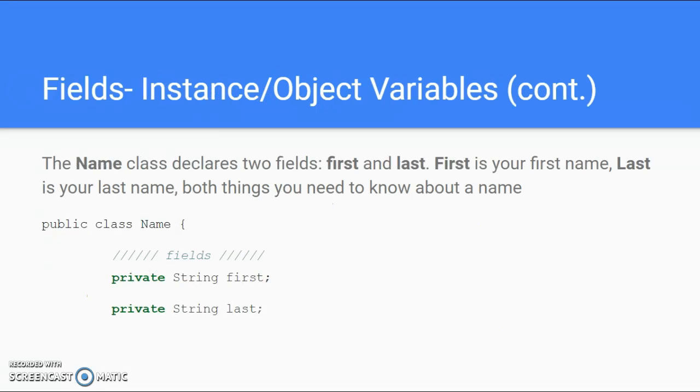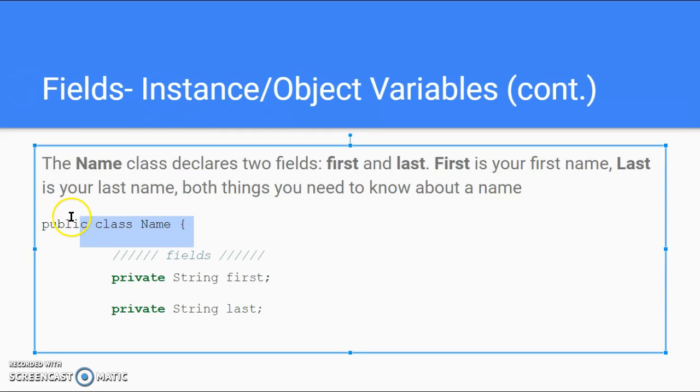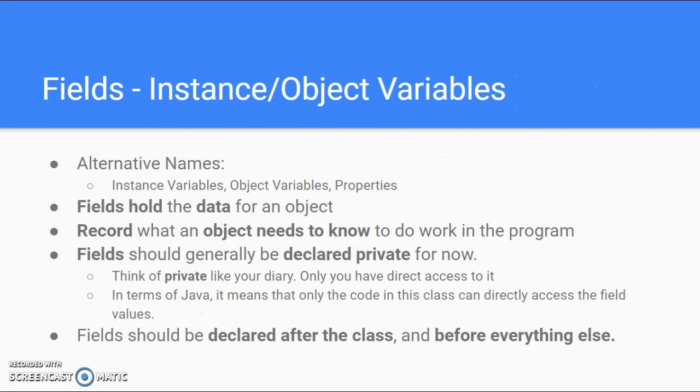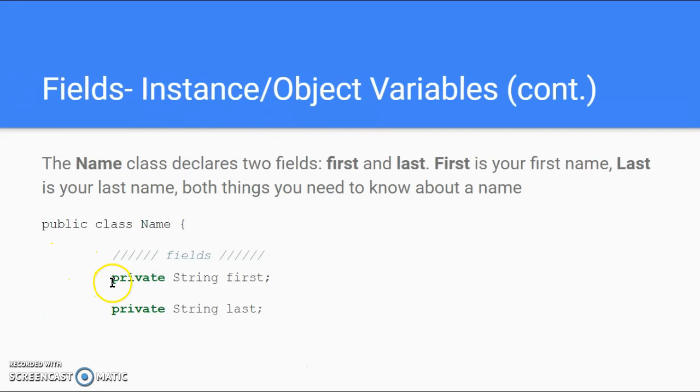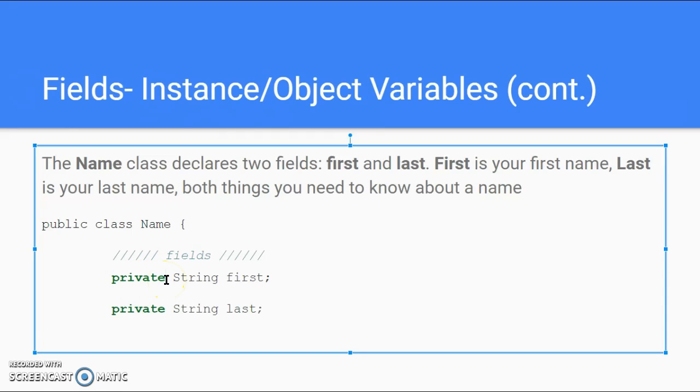Now, the name class declares two fields, first and last. First is your first name and last is your last name, both things you need to know about a name. Now, the public class name line declares the class, and the fields are right here. The private is the keyword that we referred back to right here, and this means that only this class has access to it, so that way other people can't change it and destroy the code you've been working on.